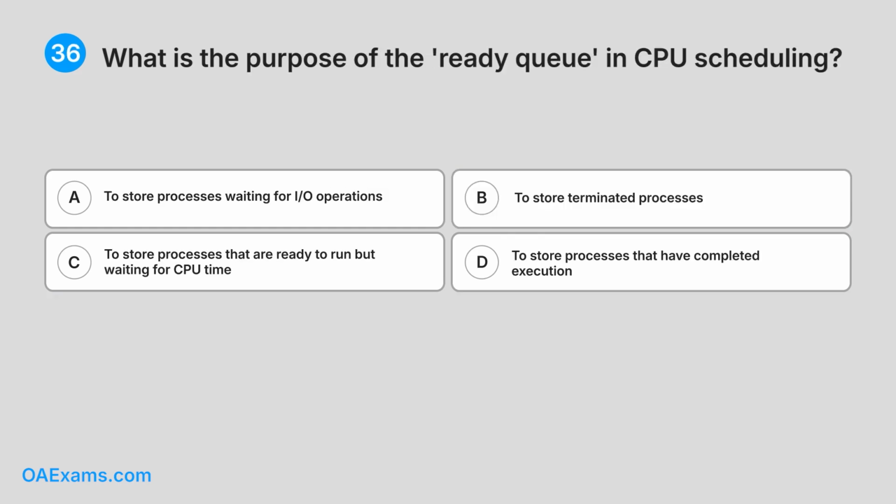36. What is the purpose of the ready queue in CPU scheduling? A. To store processes waiting for I/O operations. B. To store terminated processes. C. To store processes that are ready to run but waiting for CPU time. D. To store processes that have completed execution. Can you guess the answer?